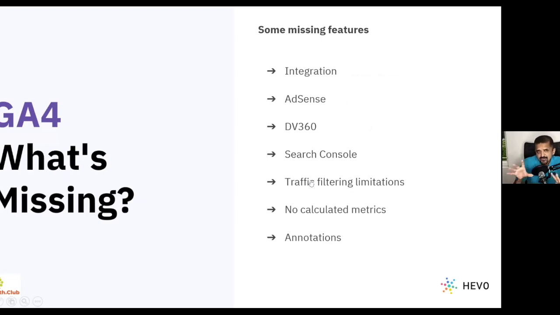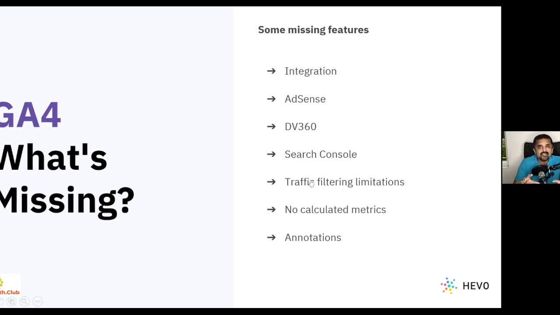Some of the missing features, after selling you almost on why you should be using Google Analytics 4, these are some of the missing features or caveats that we have on Google Analytics 4, which are still not available. So these are red flags in a way. A lot of third-party integrations are missing in Google Analytics 4. AdSense integration, if you're using Google AdSense, doesn't exist in Google Analytics 4. DV360. Large advertisers use DV360 a lot, and DV360 integration does not exist in Google Analytics 4, at least till yesterday. I'm sure Google must be working on it, but until now, it doesn't exist.